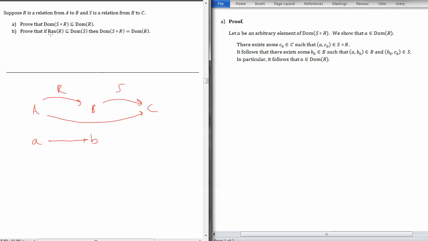But with this assumption that the range of R is a subset of the domain of S, there has to be, right? Because B is in the range of R because this ordered pair is in R. And therefore, it's also in the domain of S. And that means that there exists some ordered pair BC in the relation S. And once we have these, we can put them together to get, by definition of composition, that we have the ordered pair AC in the relation S composed with R. Okay, so that's the idea of how the proof's going to work.